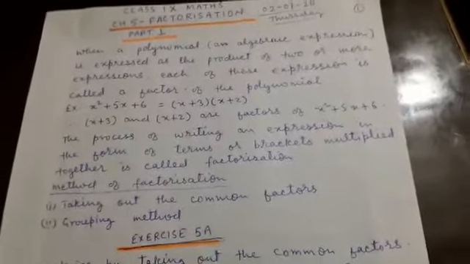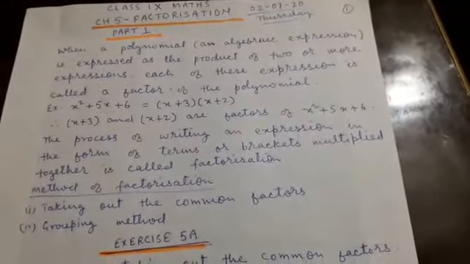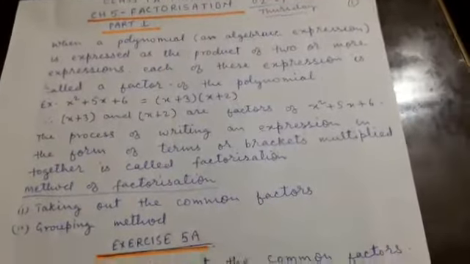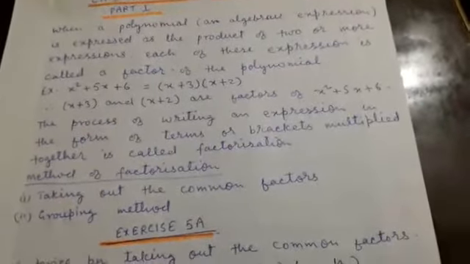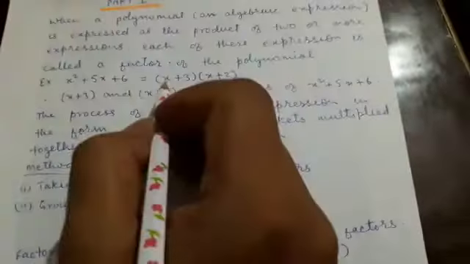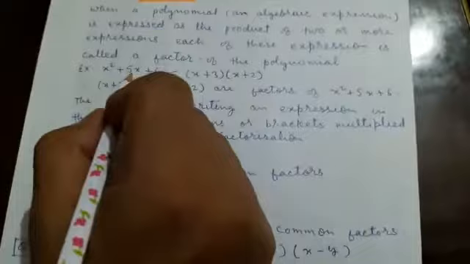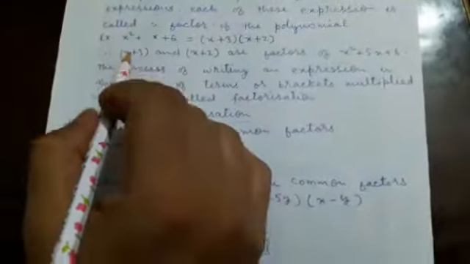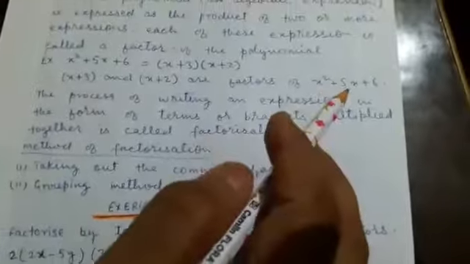When a polynomial, an algebraic expression, is expressed as the product of two or more expressions, each of these expressions is called a factor of the polynomial. For example, x square plus 5x plus 6. After factorization, we will get x plus 3 and x plus 2. When we multiply both these terms, we will get x square plus 5x plus 6. So, x plus 3 and x plus 2 are factors of x square plus 5x plus 6. Therefore, the process of writing an expression in the form of terms or brackets multiplied together is called factorization.